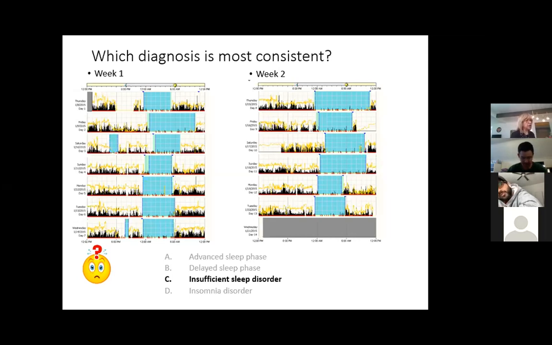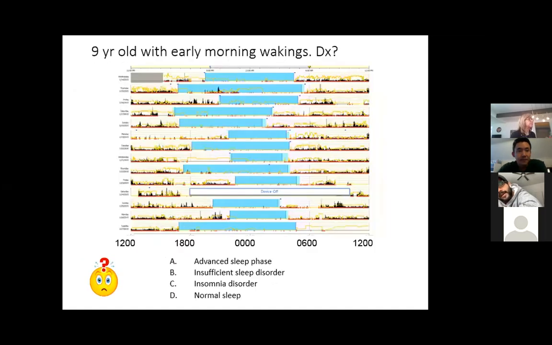Okay, ready for some more? I got a few more. We still good? Yep. A 9-year-old with early morning waking. What's the diagnosis here? Is he depressed? The device is probably off here, and it's probably off here. He probably forgot to put it on and then put it on and pushed the event button. So he probably really was asleep over here. I just didn't draw it in, but I probably could have.